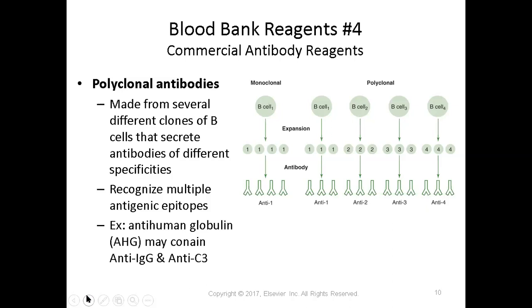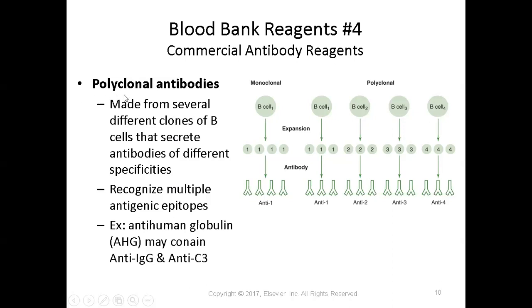And maybe you recall, B cells are the ones that transform into plasma cells that make the antibodies. Well, here we have clones of B cells that secrete antibodies of different specificities. Okay, and so polyclonal, we have our different B cells here, and they're making different antibodies. Okay, so they could recognize multiple antigenic epitopes. Remember, an antigen can have more than one piece to it that an antibody is directed against.